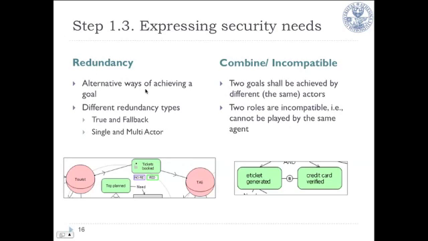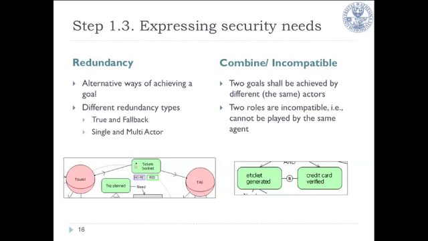So redundancy refers to these alternative ways of achieving a given goal, and we distinguish different redundancy types. True redundancy refers to having multiple concurrent ways of achieving a given goal. So in that case, you'd have, for instance, the actor decomposing the goal into at least two sub-goals and achieving both of them at the same time, not selecting one or the other.